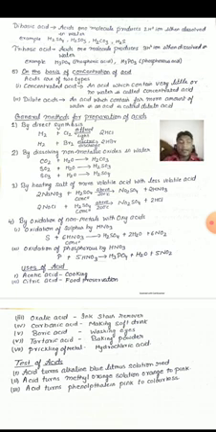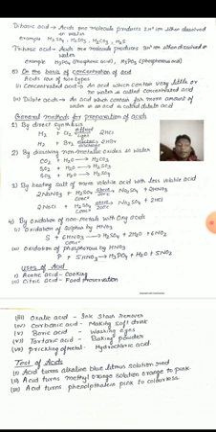Next is general method of preparation of acids. First, by direct combination. When hydrogen gas is reacted with halogens, it forms acid. Like hydrogen reacts with chlorine in presence of diffused light, it forms hydrochloric acid or hydrogen chloride gas. Similarly, when hydrogen reacts with bromine in presence of electric discharge, it forms hydrobromic acid.